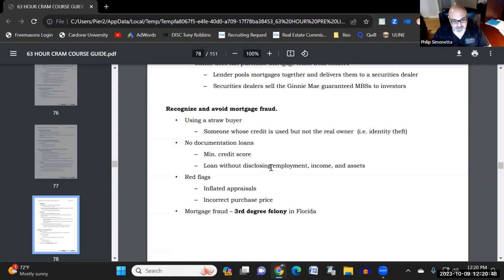Third, red flags. This is what you want to look for, like inflated appraisals or incorrect purchase prices, people trying to sell a house for more, trying to inflate appraisals, things like that. That's all mortgage fraud. And mortgage fraud is a 3rd-degree felony in Florida.